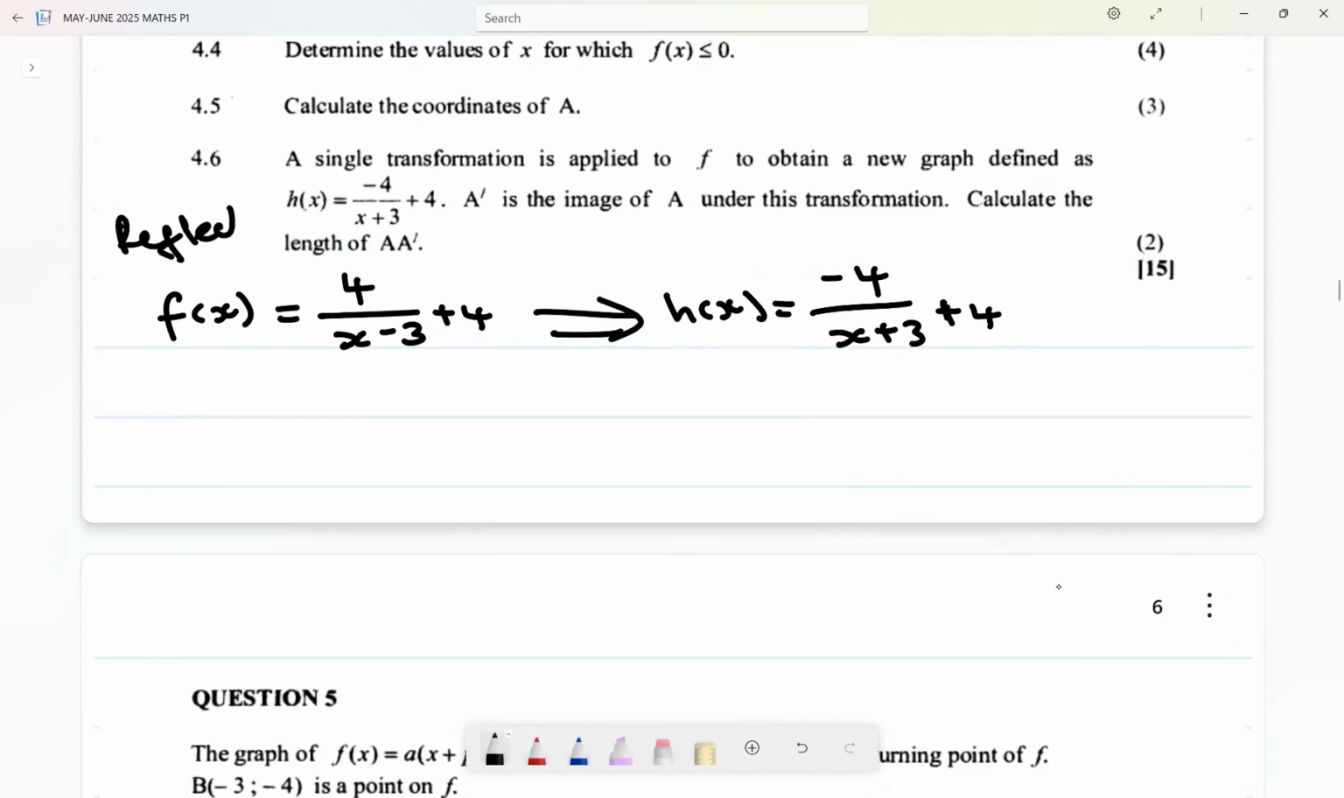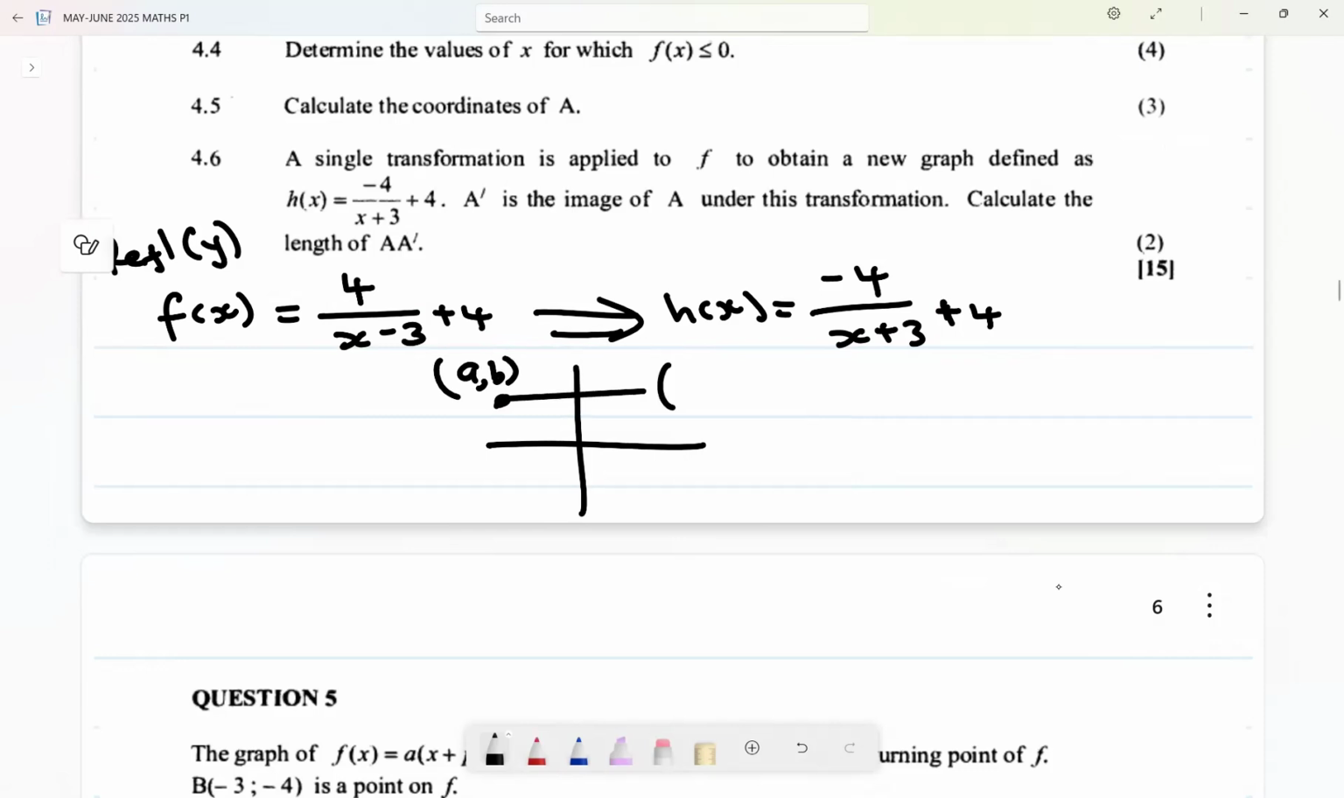When I reflect across the y-axis, I'm going to change what? The x. So when I'm reflecting across the y-axis, let me make an example. If this point here is a, b, and I reflect it across the y, do you agree that x is going to change to negative a, but b is going to remain the same? So let me say this is x and y. Can you see that x is going to change, but y is going to remain the same? So if I'm reflecting across the y, I'm changing the x.